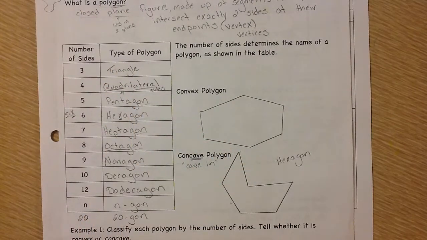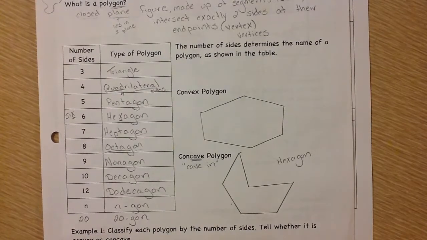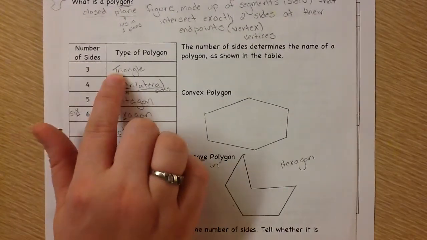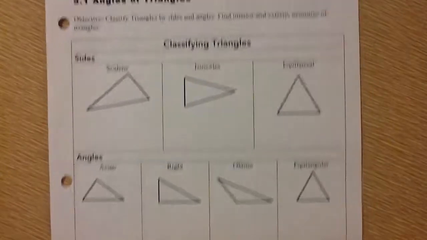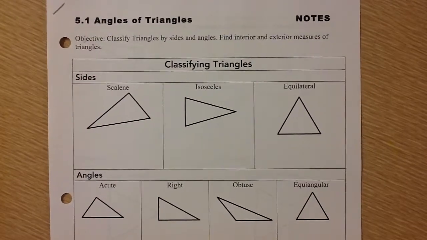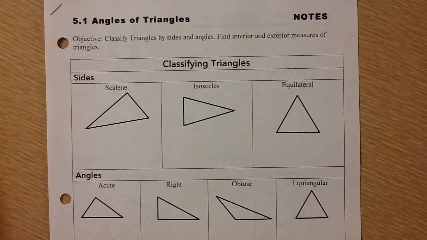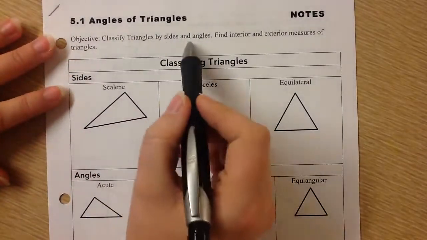We had ones with 3 sides, 4 sides, all the way up to like 12 sides. In chapters 5 and 6, we're going to focus on just the 3-sided polygon, which we call a triangle. So a 3-sided polygon we call a triangle. We're basically going to focus on those triangles in chapters 5 and 6. So first we need to classify a triangle by its sides and by its angles.